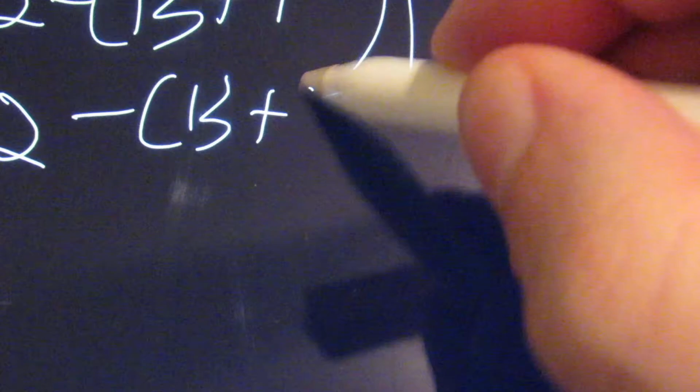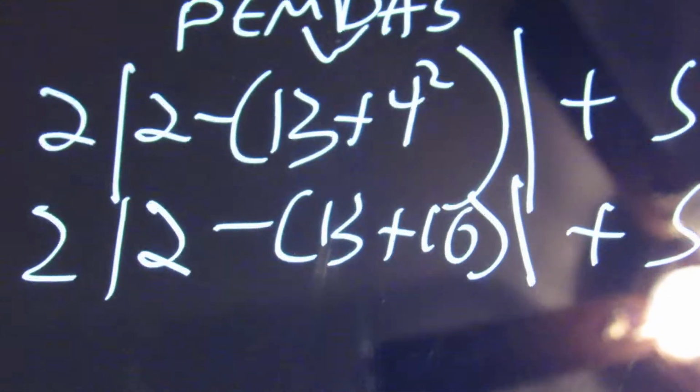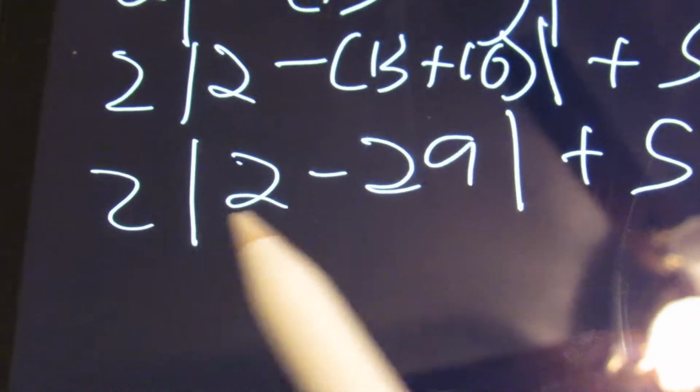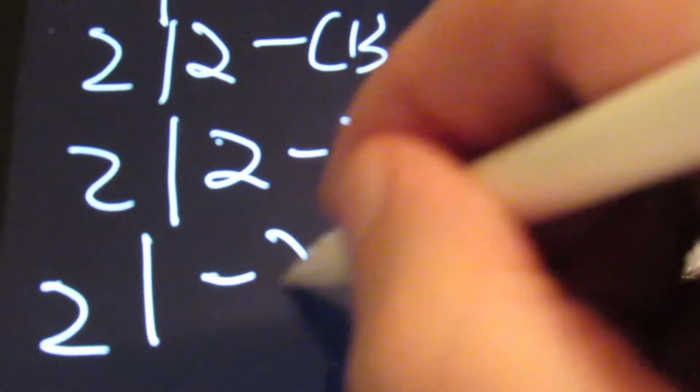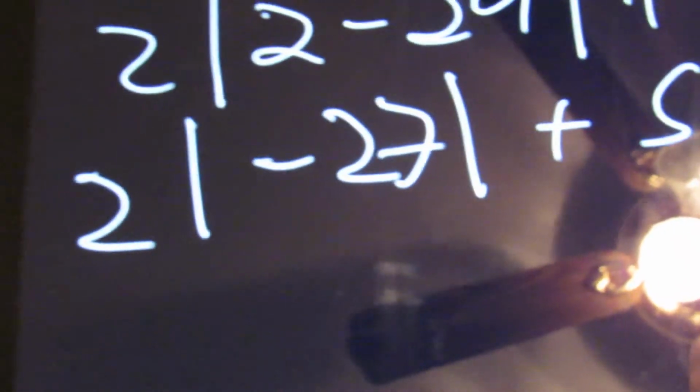So we're going to have 2, absolute value of 2 minus 13 plus 4 squared, which is 16, close the parentheses, absolute value, plus 5. Now we can do the 13 plus 16, which is 29. So 2, absolute value, 2 minus 29, close the absolute value, plus 5. Now we're going to do what's inside the absolute value. So 2 minus 29 is negative 27. Close the absolute value, plus 5.